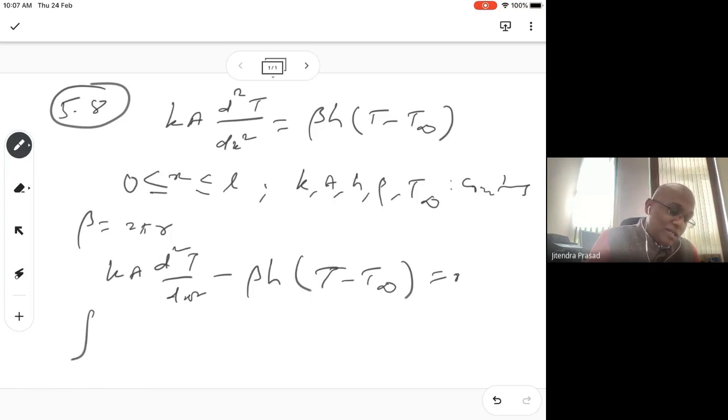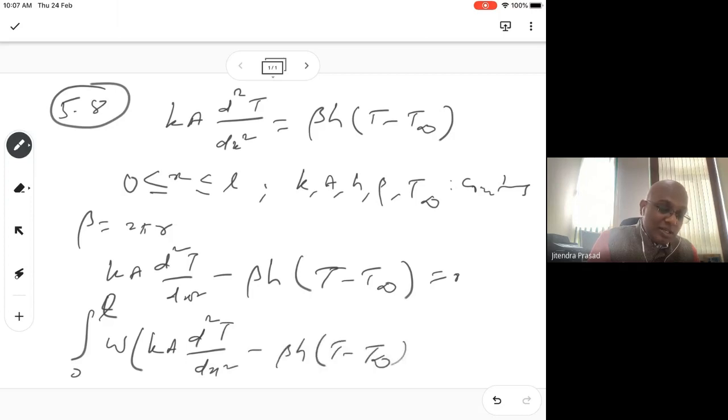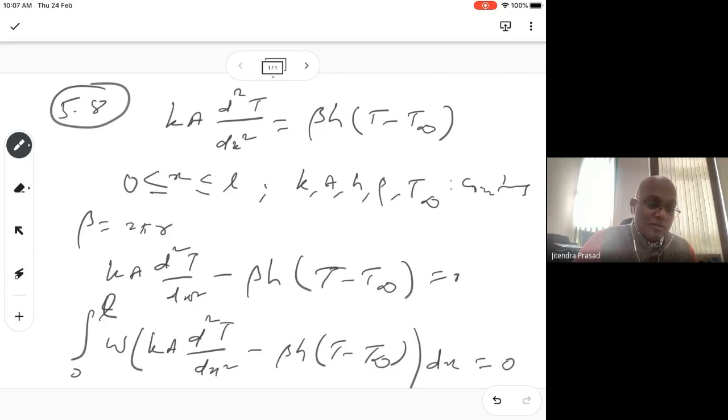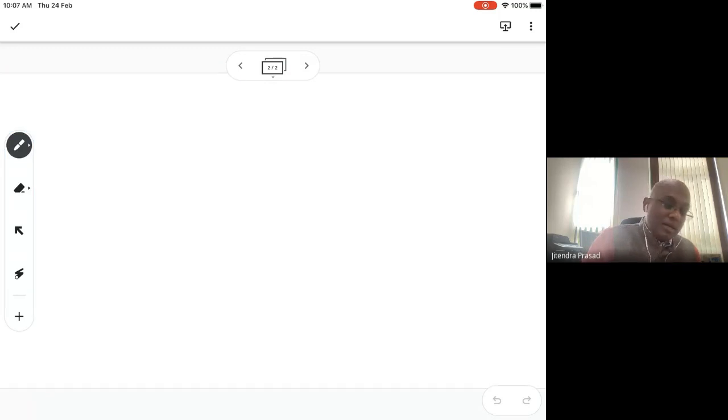You want to have a weak formulation, so integrate from 0 to L, small l, and then you have W, and then Ka d square T dx square minus beta h (T minus T infinity), dx is equal to 0. Then integration by parts, the way you have done.